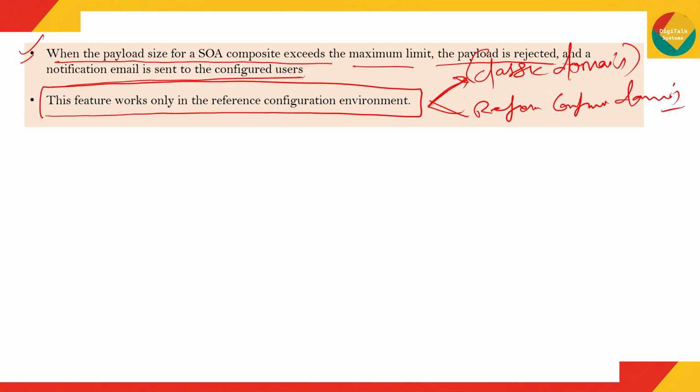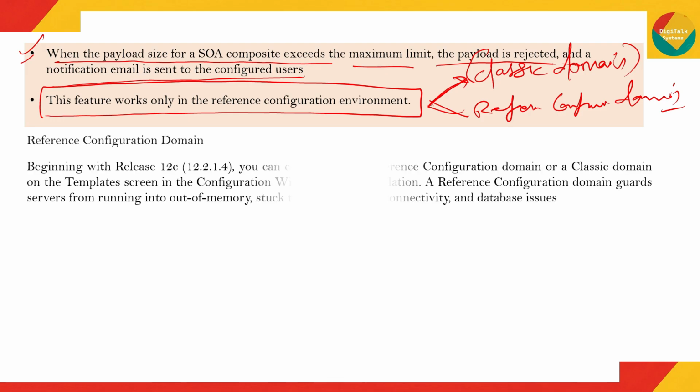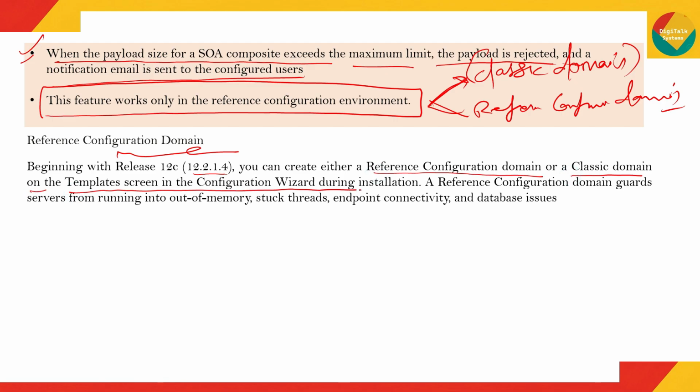And how it is configured and enabled, let me tell you. So the reference configuration domain is enabled in fact from 12.2.14 onwards. You can see here, beginning with 12.2.14, you can create either a reference configuration domain or a classic domain on the template screen in the configuration wizard during installation.